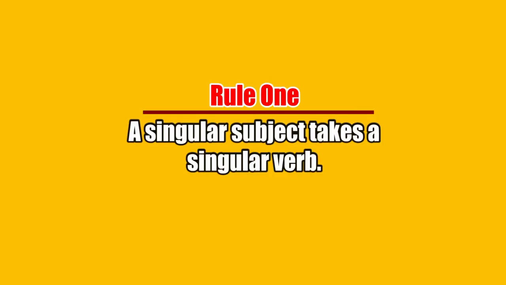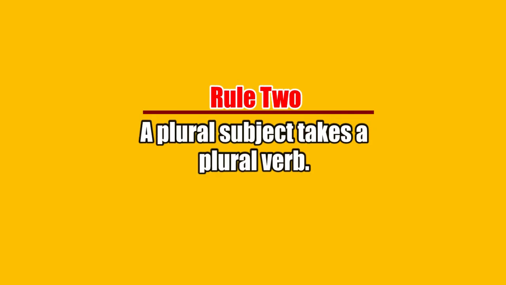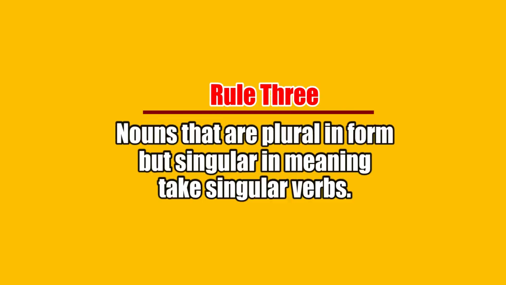Remember rule number one that we discussed, a singular subject takes a singular verb. Rule number two, a plural subject takes a plural verb. And rule number three, nouns that are plural in form but singular in meaning take singular verbs. Today, we'll also look at some other rules governing concord.